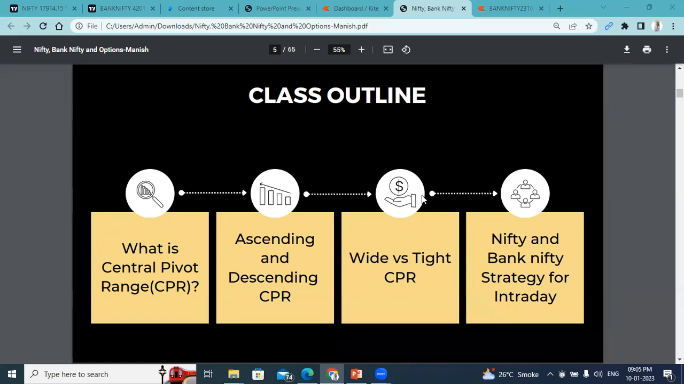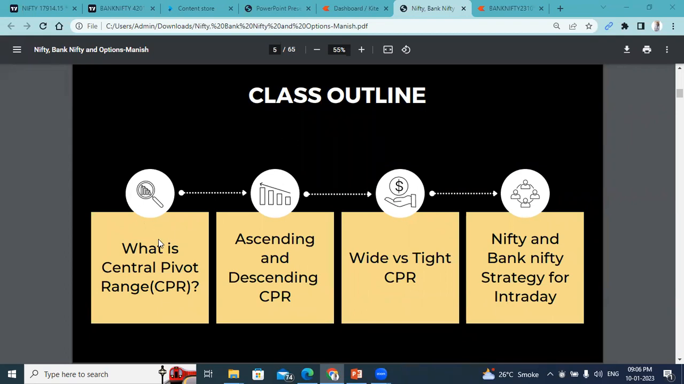So आप में से कितने जनों को CPR पता है, or you are learning for first time? Okay, अगर आप first time सीख रहे हैं, you can type first time in chat box. Okay, let me see how many of you are learning CPR indicator for the first time today. Okay, Raj is learning first time. So today's setup is based on CPR.